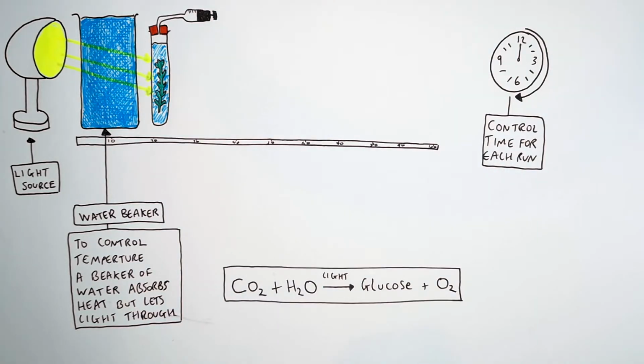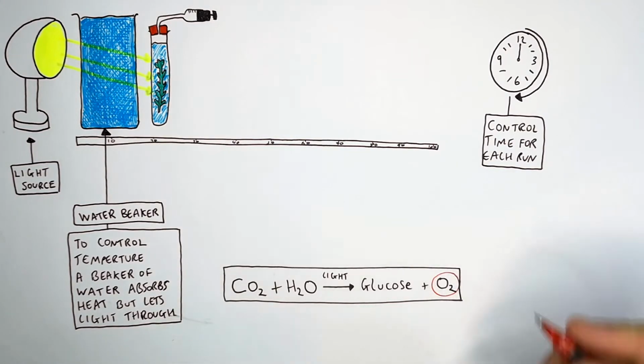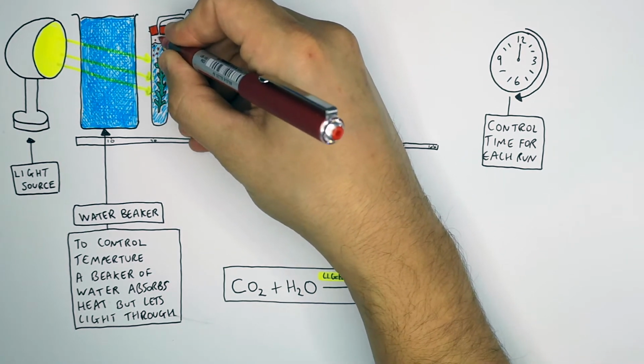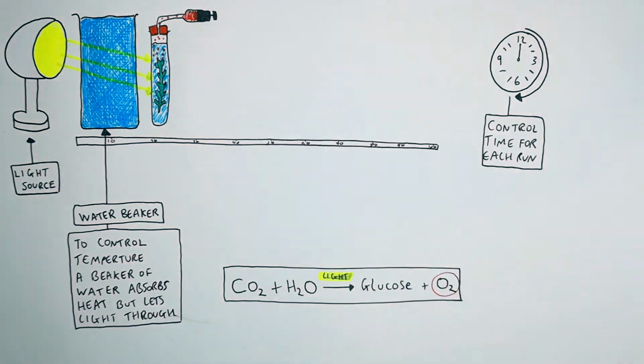The glucose will not be released into the water. What will be released into the water is the oxygen. So the oxygen is going to be released from the plant into the water of the boiling tube, and it is the oxygen that we're going to collect in the syringe.